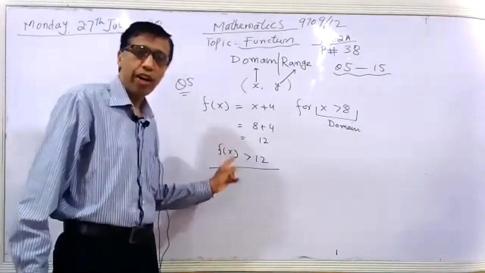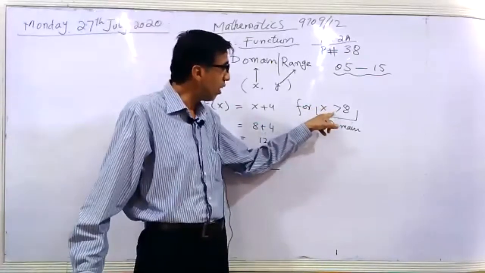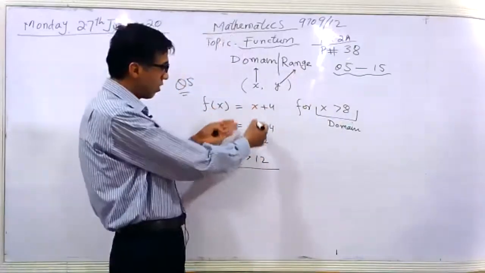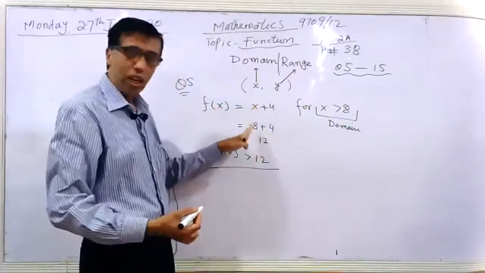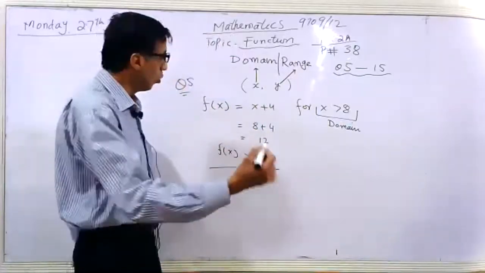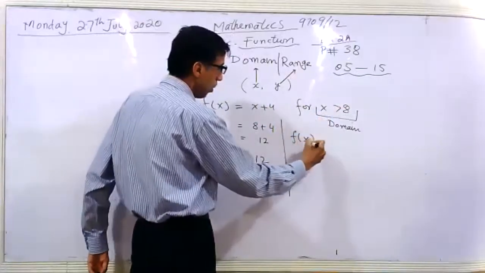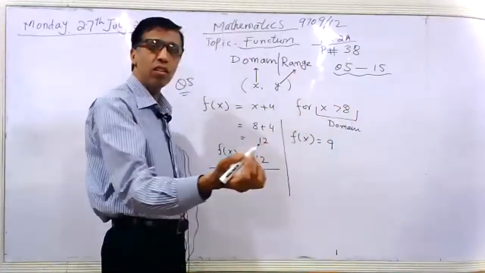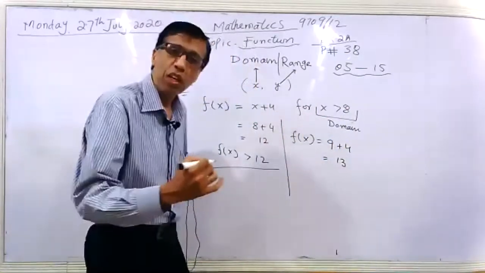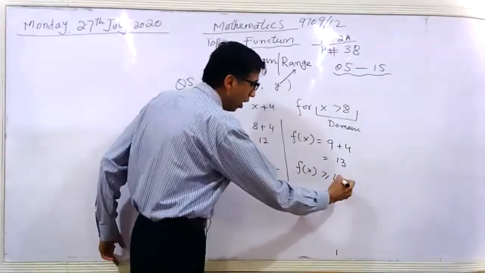The value of y would be greater than 12. Why greater than 12? Because x is not equal to 8, but I have kept x as 8. Whatever the answer comes, it would be greater than that number. You may also do this question differently. If x is greater than 8, you may write 9, so I will write 9 plus 4. It comes 13. It means the range would be f of x greater than or equal to 13.